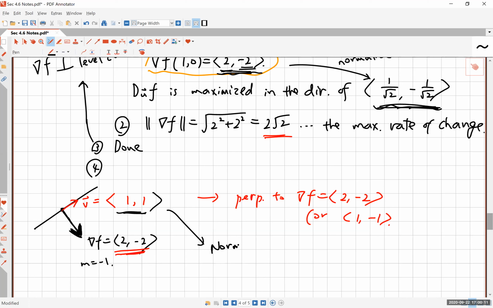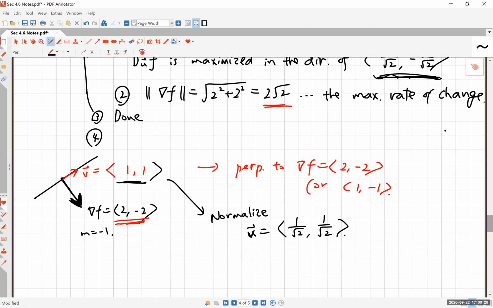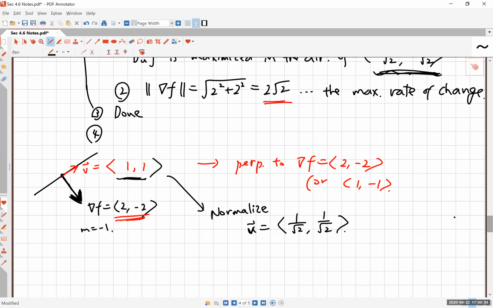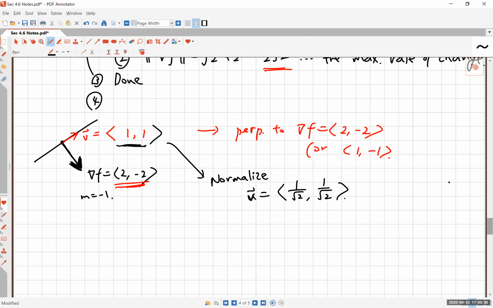But again, it is standard practice to normalize a direction vector. So you probably should do u is equal to 1 over square root of 2, 1 over square root of 2. So now it's normalized and it's showing you the direction, which is tangent to the unit vector. Okay, so hopefully this wasn't too confusing, right?